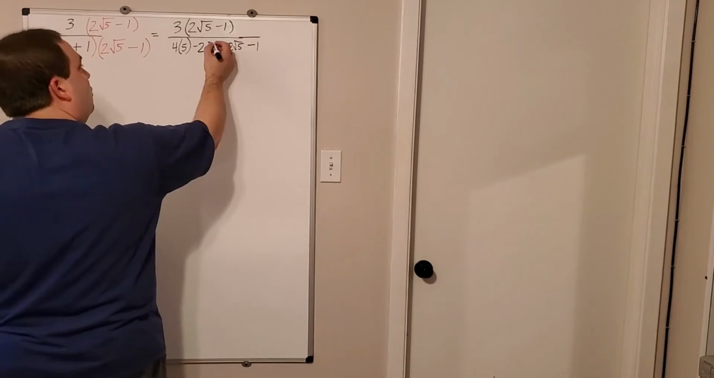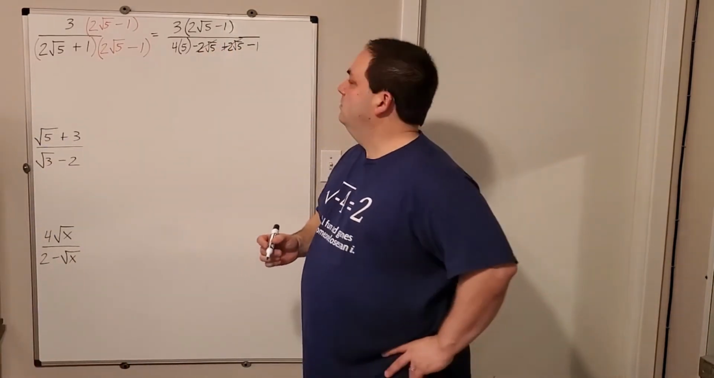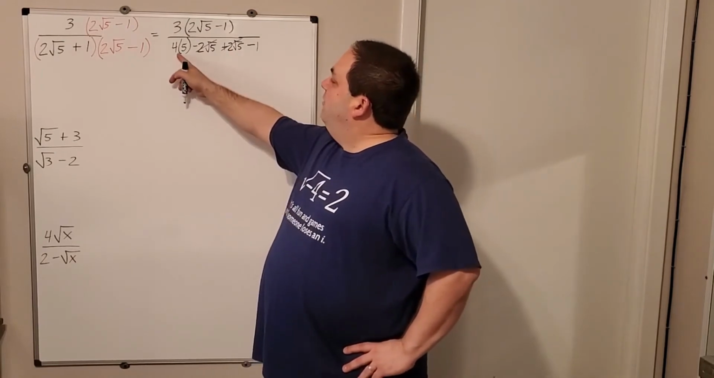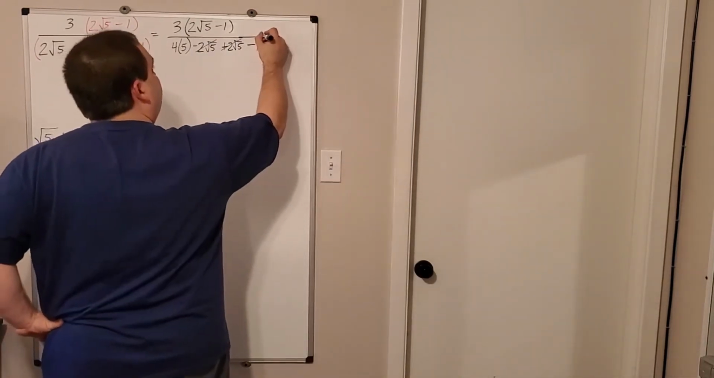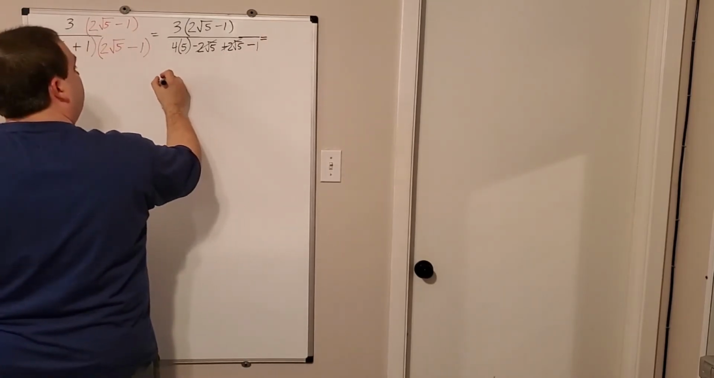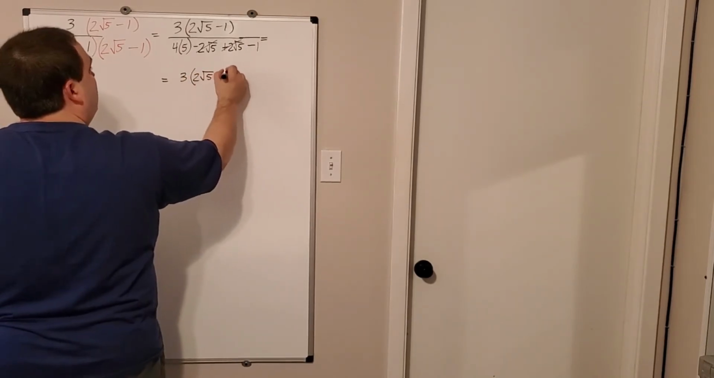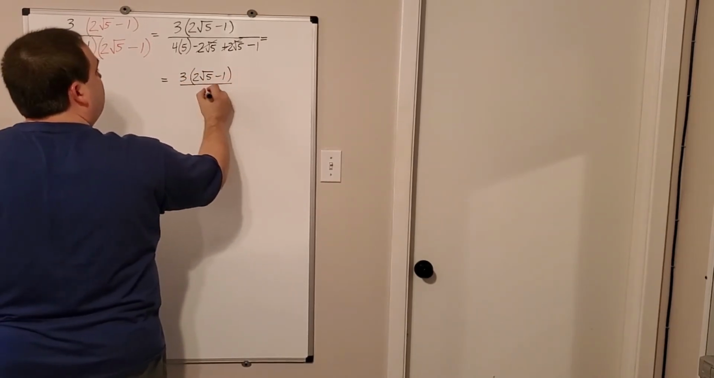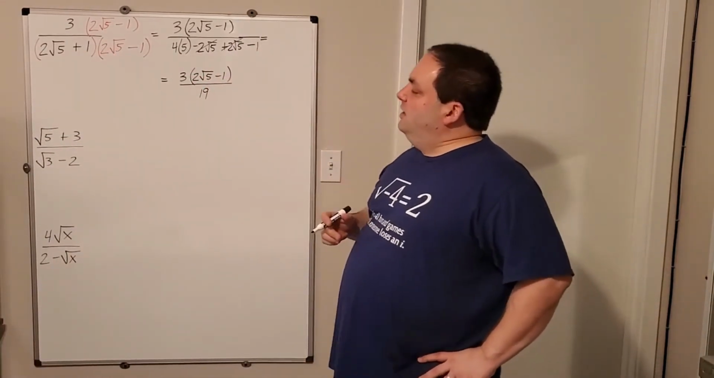As we said before, the two radical pieces here are going to add to 0. And I'm left with 4 times 5 minus 1. So for my final answer, I'm going to have 3 times 2 square root of 5 minus 1 all over 19. Okay? And it's perfectly fine to leave it like that.